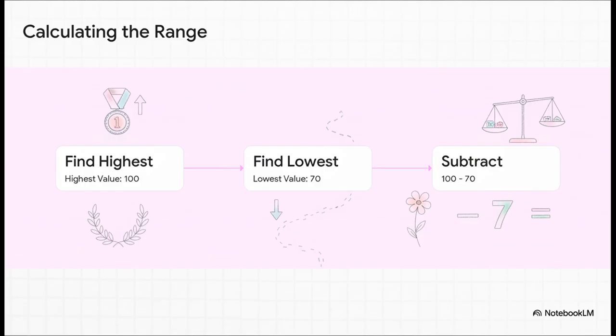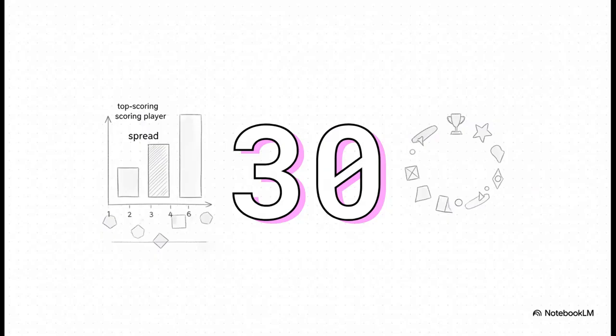And calculating this one is an absolute breeze. For our players, first we grab the highest score. That was Carlos's perfect 100. Then we find the lowest score, which was Evan's 70. And the final step, just a little subtraction. And that gives us a range of 30. So what's that 30 telling us? It means there's a 30-point gap between the best performance and the worst. It's a quick and easy way to measure the total spread of the scores in the game.